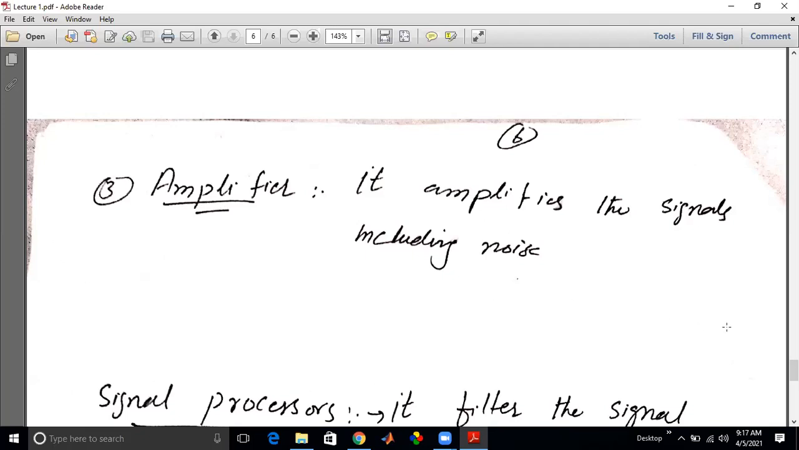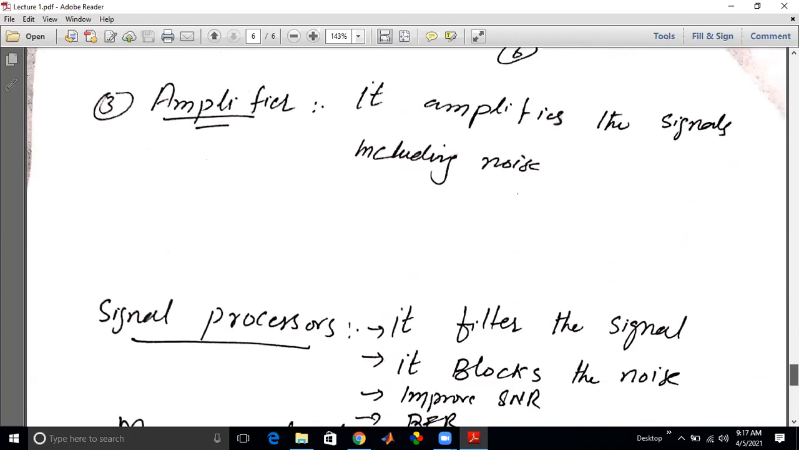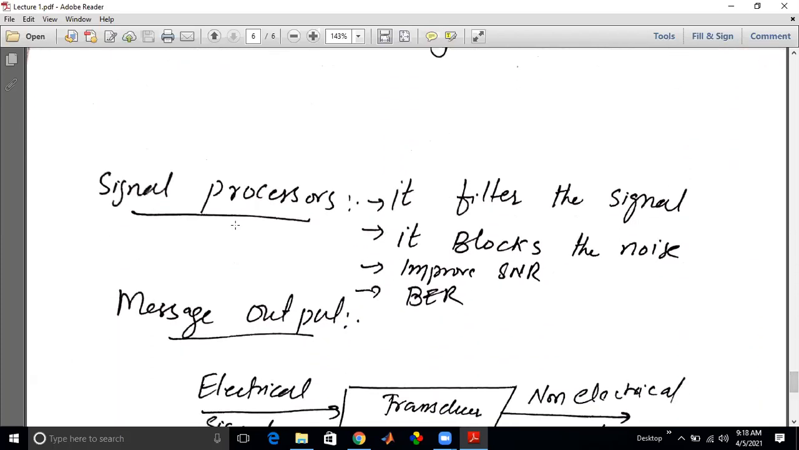So it will amplify both the noise and the signal which we want to transmit. Then there will be the last two steps, the signal processor. It will filter the signal, by which we mean it will remove and block the noise, and when it blocks the noise it improves the SNR. What is meant by SNR? Signal to noise ratio.